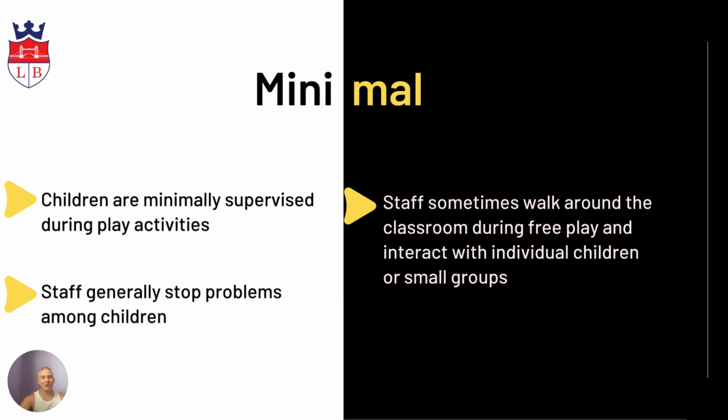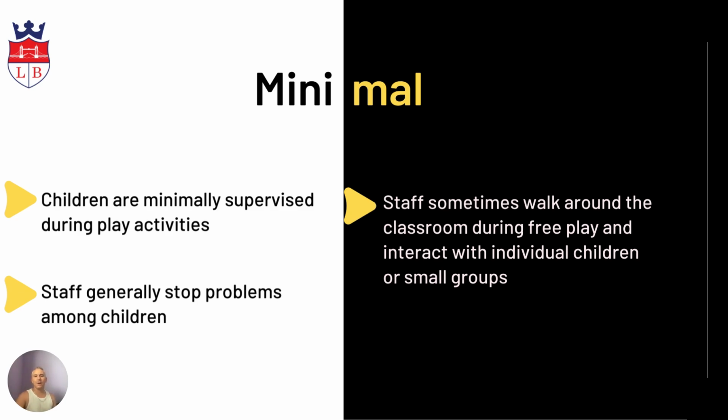Number 3, minimal. If you're doing these things, then you are coming out at a minimal or higher if you're doing some of the goods as well. If you're doing only 2 of these things and you've not met any of the inadequate criteria, then you will be coming out at a number 2. Children are minimally supervised during activities. Staff generally stop problems or conflicts amongst children, and staff sometimes walk around the classroom during free play and interact either with individual children or small groups of children. Okay, you minimally must be doing those things.